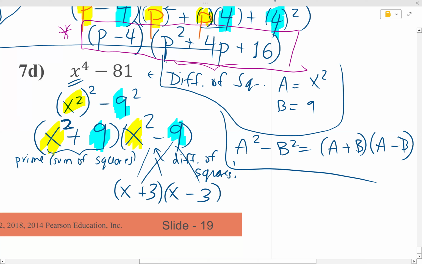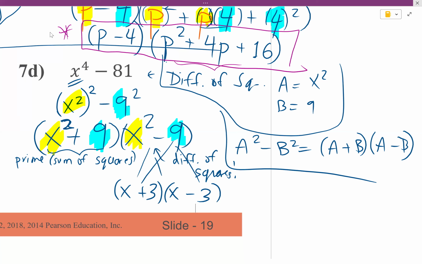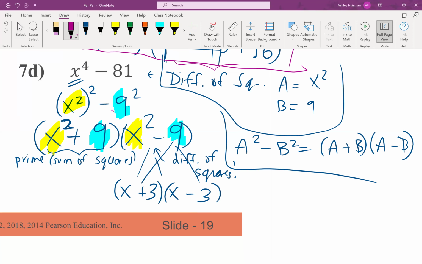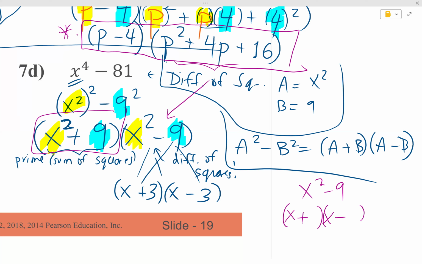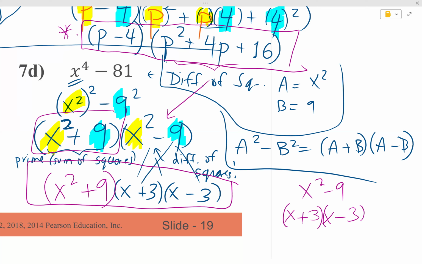It's almost like cover up. Imagine that this wasn't here for a second. Just look at this guy, x squared minus 9. If you were given a problem like that, you'd say, oh, that's a difference of squares. Okay, that means it's a plus and a minus. What can you square and get x squared? It's an x. What can you square and get 9? It's a 3. Boom. But there happened to be more to it than that, so I just carry that part down. So that's kind of the tricky thing.